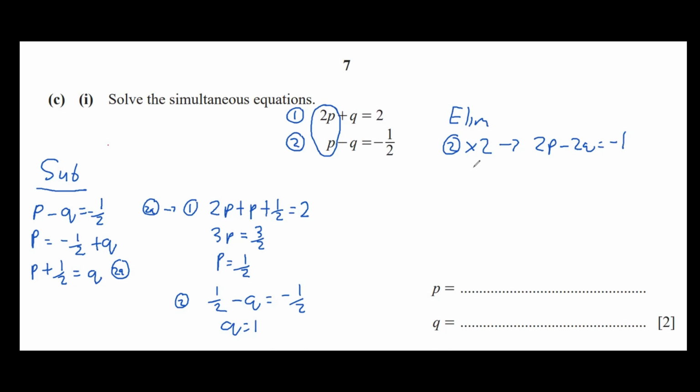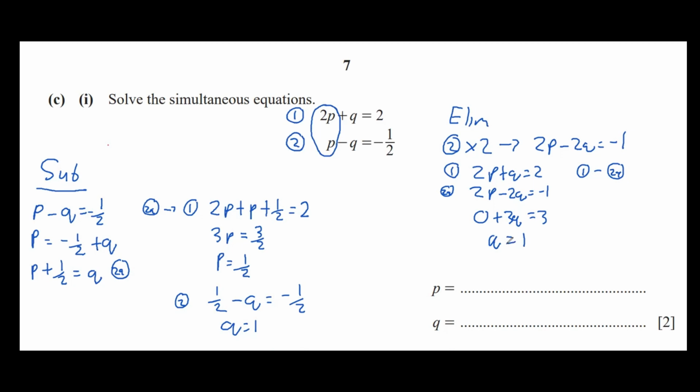And now I've got a set of two equations. 2P plus Q is equal to 2, and 2P minus 2Q is equal to minus 1. We'll call this 1 and we'll call this, like we did earlier, 2A. So then we're going to do 1 minus 2A. 2P minus 2P will be 0. And then Q minus 2Q, so minus will be a plus, gives me 3Q is equal to 3, because 2 minus minus 1 is 3. Therefore, our only conclusion is Q is equal to 1.